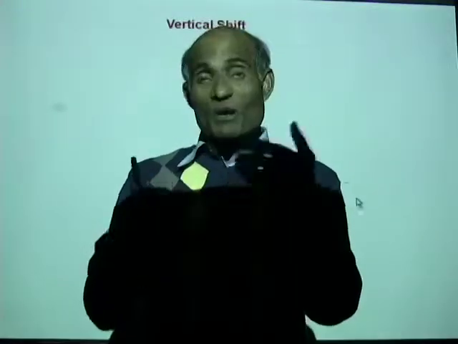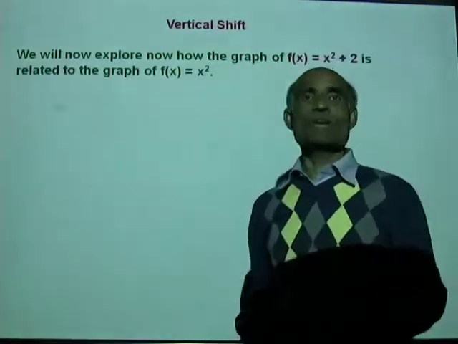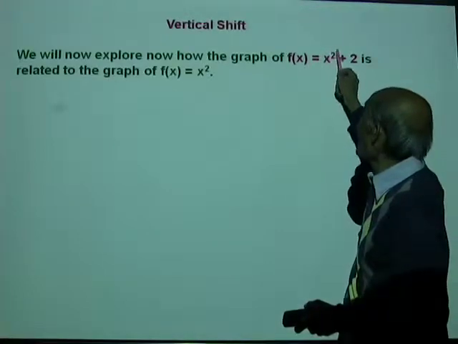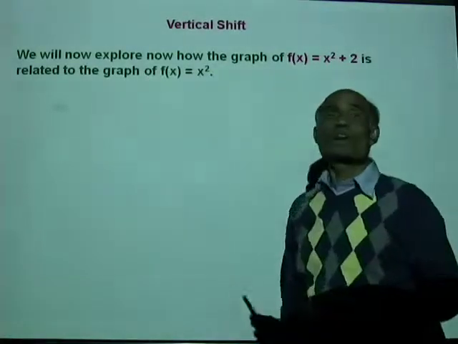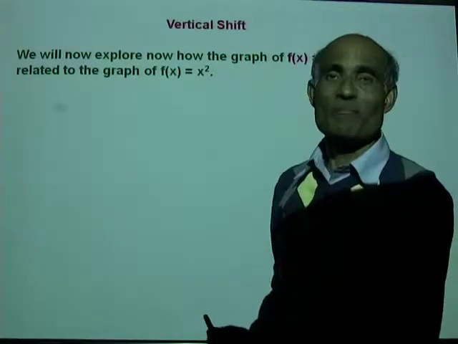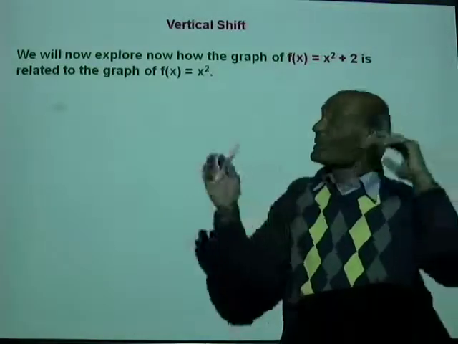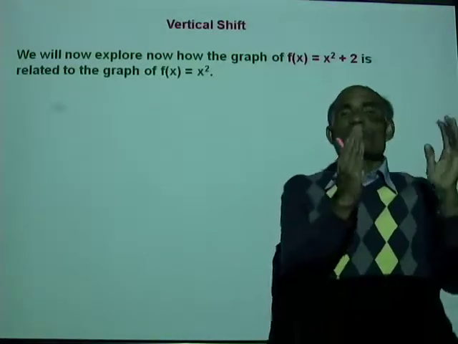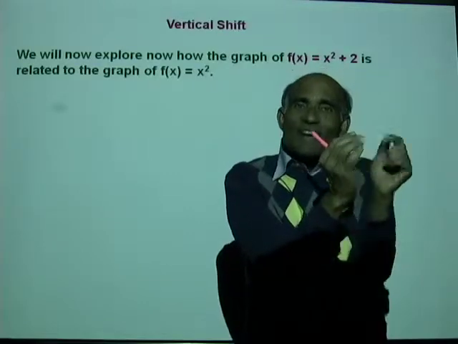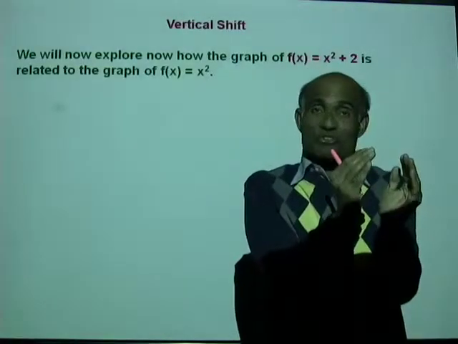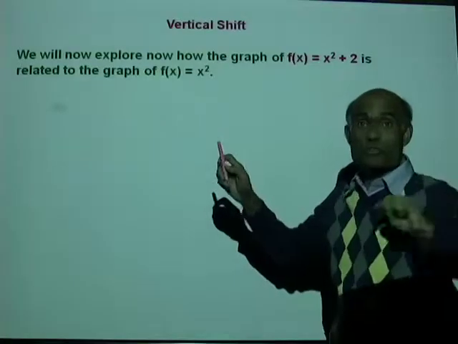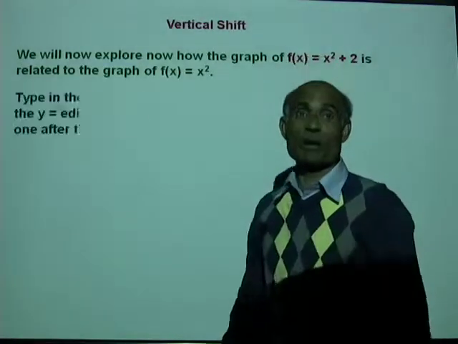Okay, so far we were talking about horizontal shift. How about vertical shift? How does that happen? Okay, let's investigate. How is the graph of f of x equal to x squared plus 2 related to the graph of f of x equal to x squared? Now remember, look at the difference between the earlier relation and now. Earlier we related the graph of f of x with the graph of f of (x minus h). x was replaced by x minus h. But this time it is slightly different. This is f of x equal to x squared plus 2 related to f of x equal to x squared.